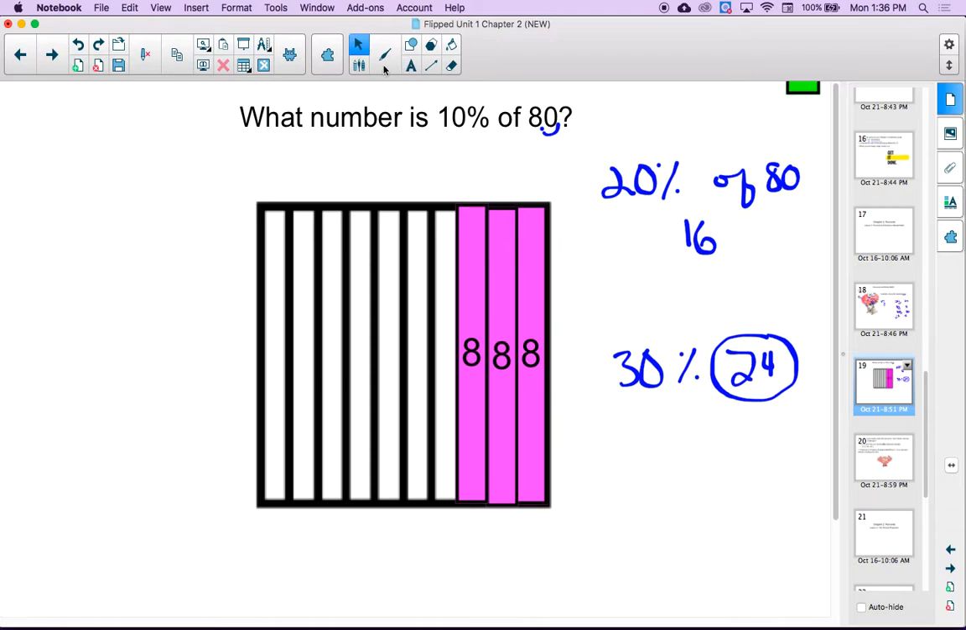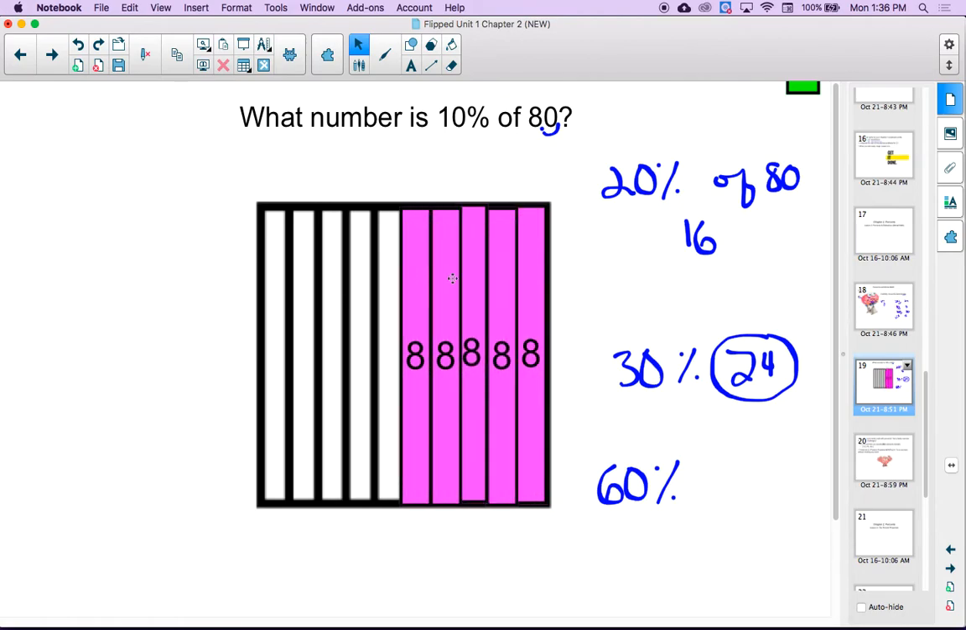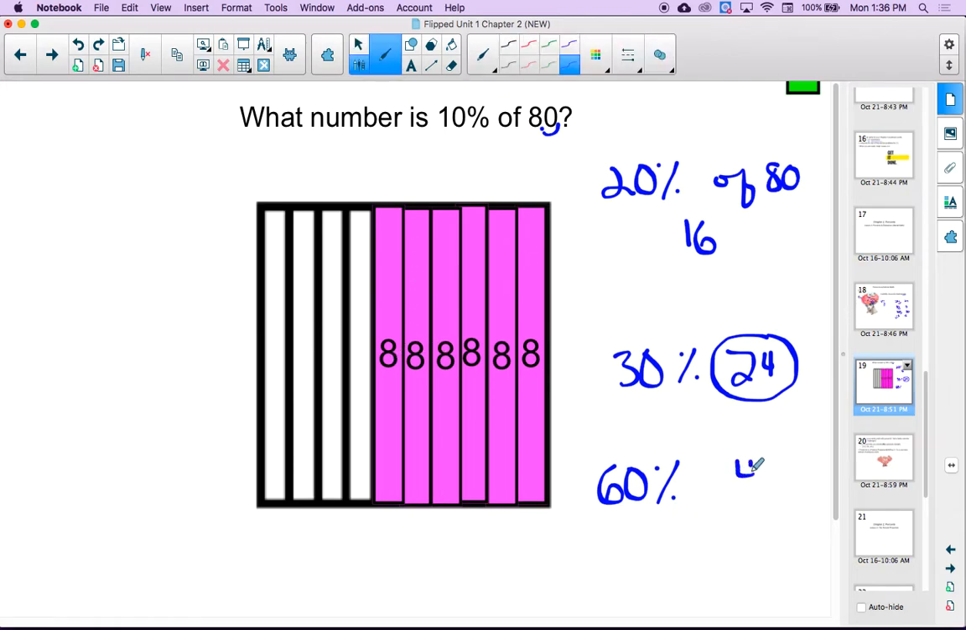Let's try another one. Let's go a little bigger this time. What if I want to know what is 60% of 80? 60%. Well, now I have to think. 60%, how many tens is that? That's 6 tens. So here I've got 3 tens, 4 tens, 5 tens, 6 tens. There's my 60%. That's 1, 2, 3, 4, 5, 6 eights. 8 times 6 is 48. So 60% of 80 is 48.